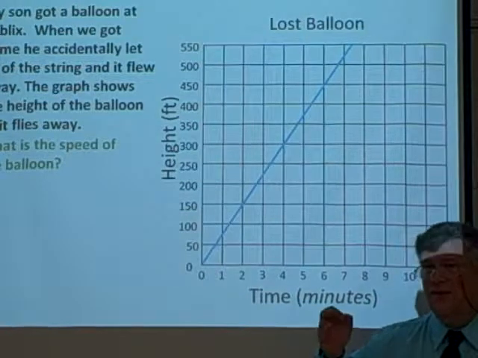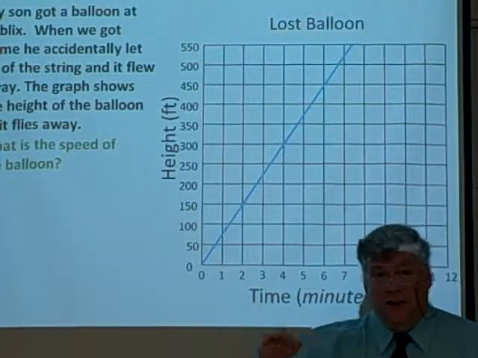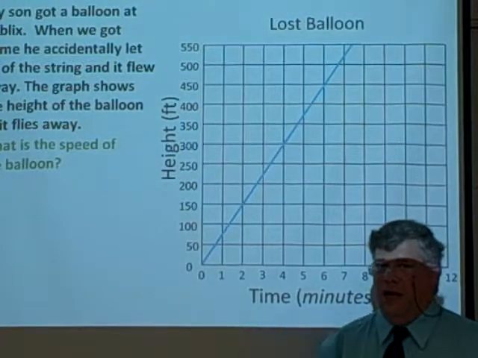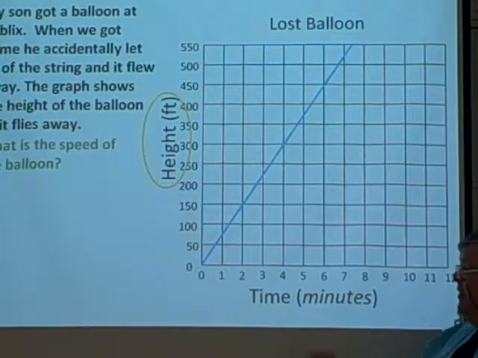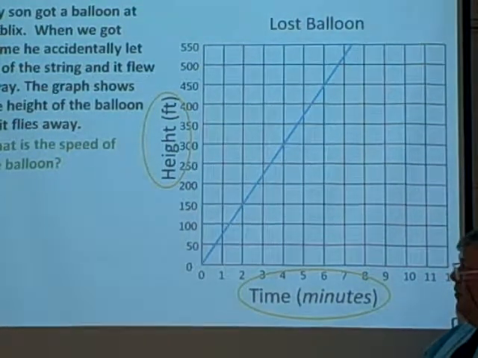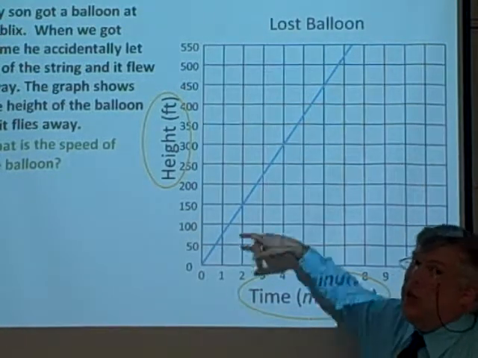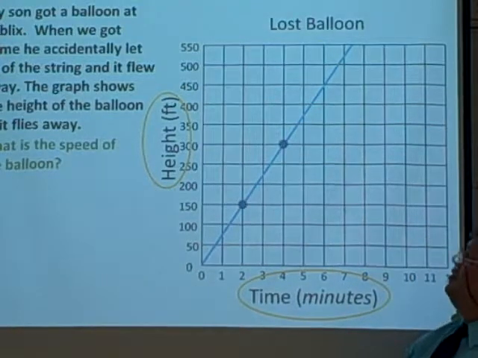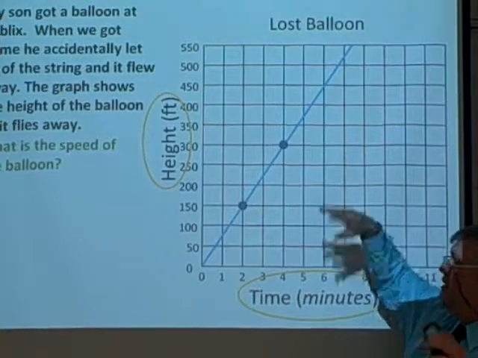Speed. First thing I think about when I think about speed is miles per hour. Miles per hour is a distance per time. Distance, time. Well, if we're talking about distance per time, we're talking about the slope of this line. Change in y over change in x. So we need 2 points to find the slope. And I could choose any 2 points.